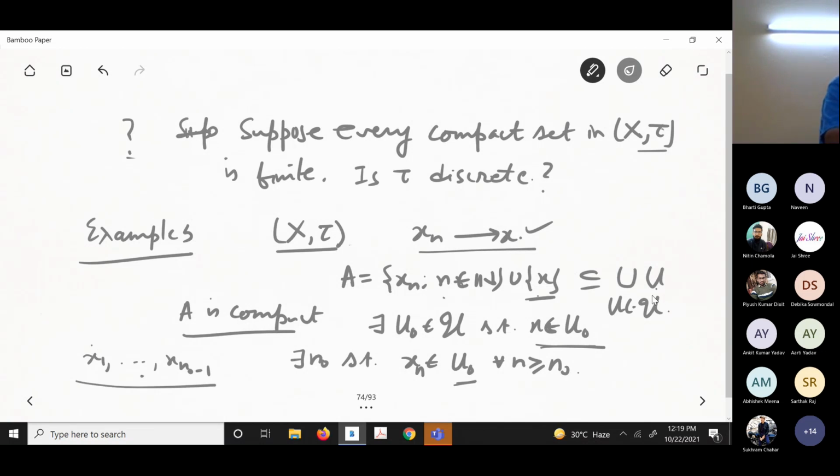You pick up one member which contains that. Suppose this is U_y1, and so on up to U_y(n0 minus 1). With this you add all these things, U naught, U_y1 and so on, and that will be a finite subcover of this. That means for a topological space, any convergent sequence, if you put its limit together, that will be compact.